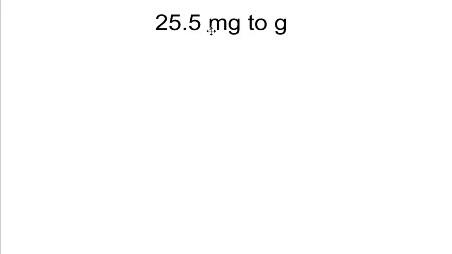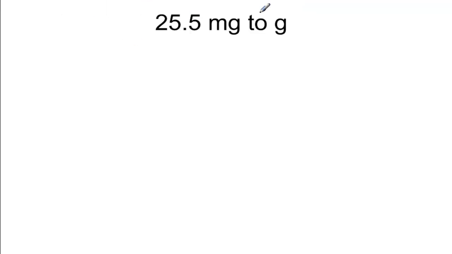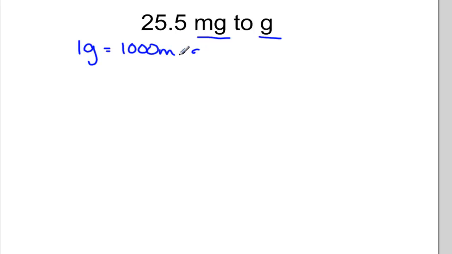Alright, so we are going to do conversions using proportions. What we're going to need to do is look at our units. Here we have milligrams and grams. What we need to remember is that 1 gram is equal to 1,000 milligrams.